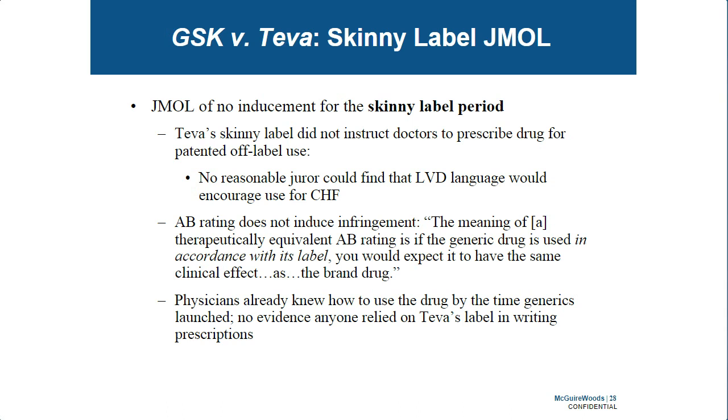The court also said the AB rating does not induce infringement. The meaning of an AB rating is that the drug is therapeutically equivalent, for a use that's in accordance with the label. So the label doesn't have CHF. So the AB rating doesn't mean anything, all right? And then finally, the district court said physicians already knew how to use the drug at the time generics launched. There's no evidence that anyone relied on Teva's label in writing prescriptions. So that's for the skinny label period.